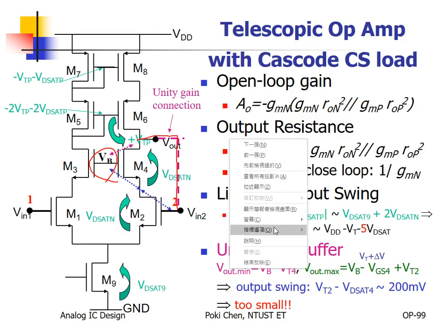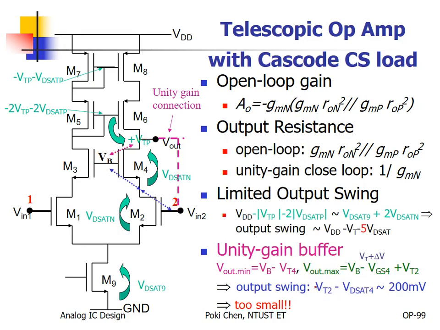You can see, again, if you know VB here, right? With such kind of connection, right now V out equals V in 2. Okay? So what is the minimum voltage for V out? No smaller than 1 VT. Okay? From here. Right? So, yeah, V out minimum is VB minus 1 VT.